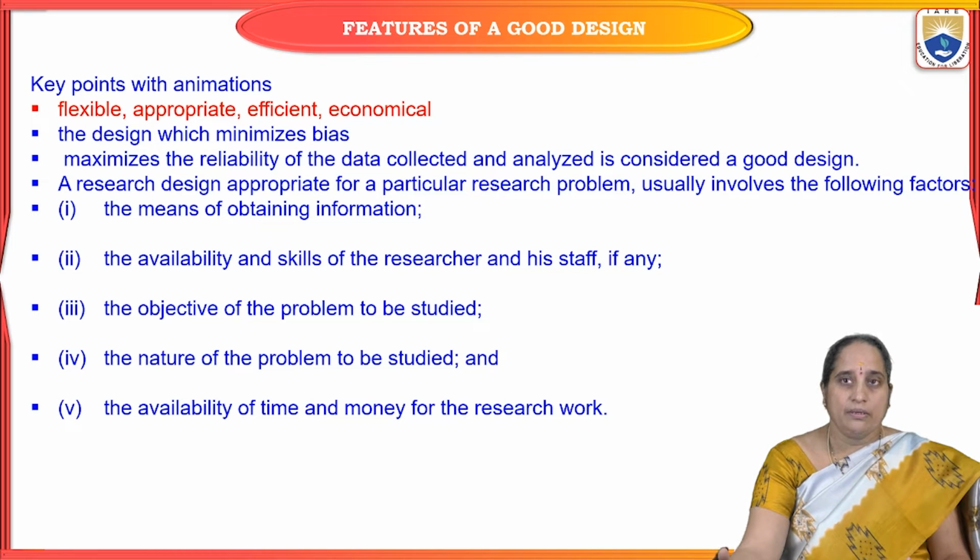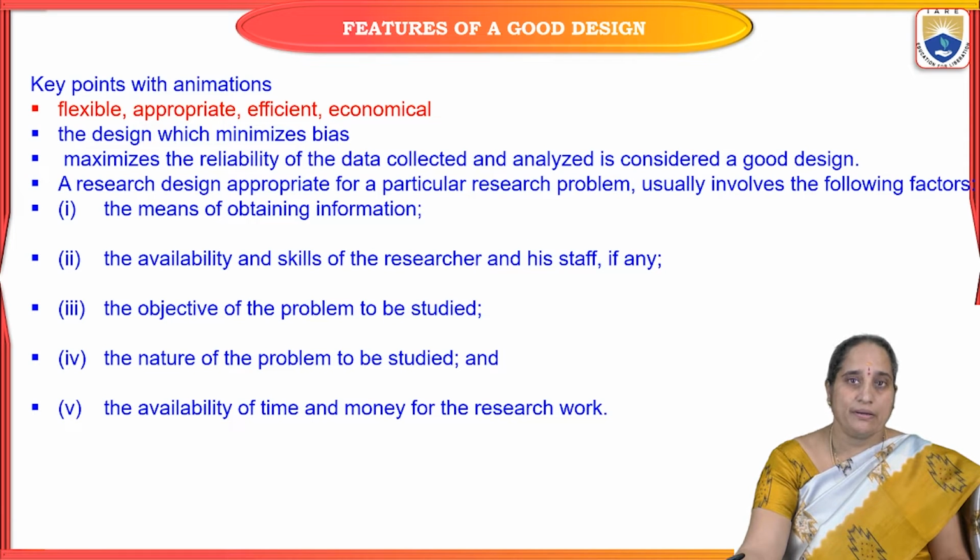Developing a research design involves a lot of cost, and it is related to so many things. So it should be efficient, and the cost of developing a research plan should be less, because we need to invest so much in the research process. Then the design should minimize bias. There should not be any sort of deviations or variations in the design. It should minimize the bias, and also maximize the reliability of the data.